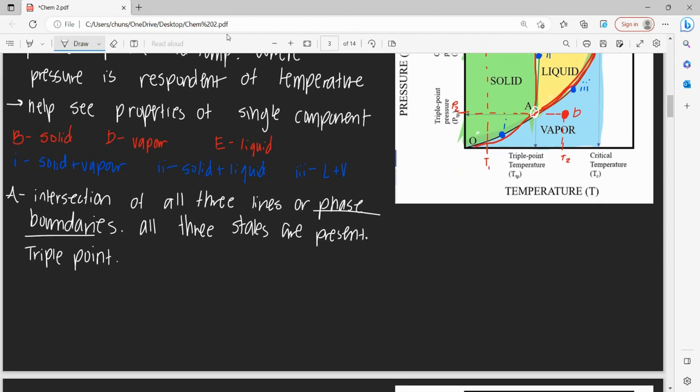Okay, so I'm going to bring up degrees of freedom again. Degrees of freedom was F equals C plus 2 minus P. So if we plug that in, we know it's a pure component, so we have 1 component for this diagram, plus 2, and minus our 3 phases, solid, liquid, and vapor. So that gives us 0. So we can't change any properties.